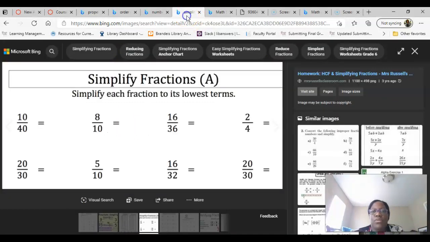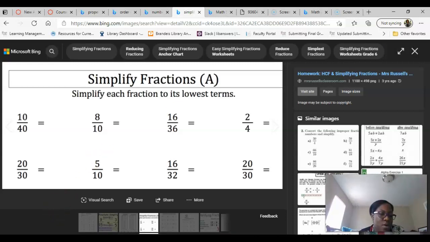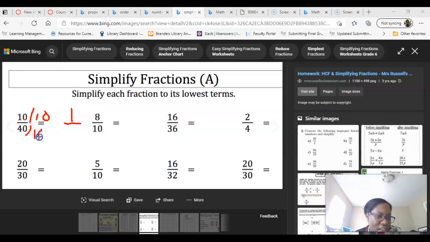All right. Simplifying fractions. When it comes to simplifying fractions, you want to make sure that you're doing the operation in such a way that you only have to do one, no more than 2 steps. All right. Let me show you this. 10 divided by 40. In my mind, you can divide by 10 on the top and the bottom. 10 divided by 10 is the same as 1. 40 divided by 10 is the same as 4. So your final fraction would be 1/4.